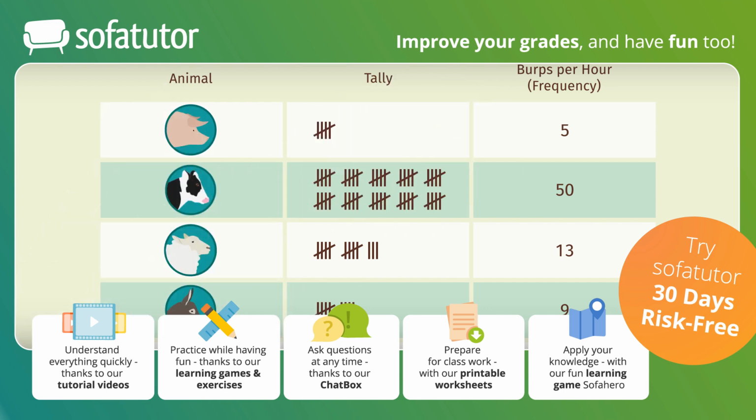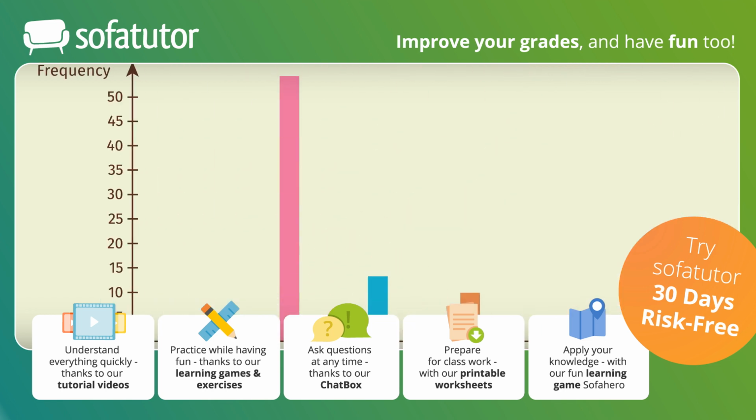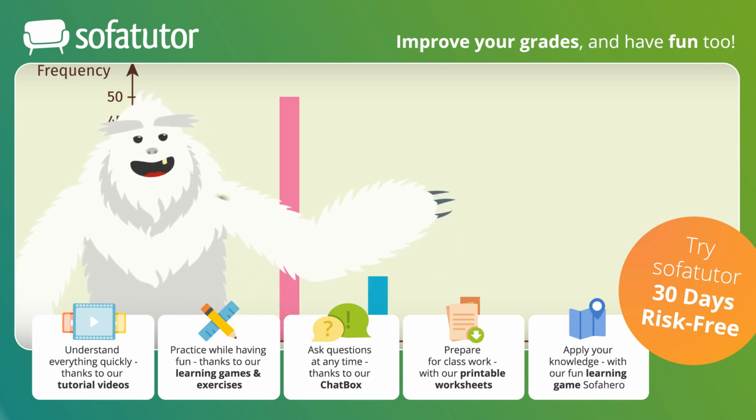This table makes it easy to see that the cow has the greatest number of burps in an hour and therefore emits the most methane gas. Frequency tables are often used to create bar graphs or dot plots. A bar graph is a graph that shows the distribution of data using bars to indicate frequency. This bar graph represents the same data as the frequency tables, just in another format.